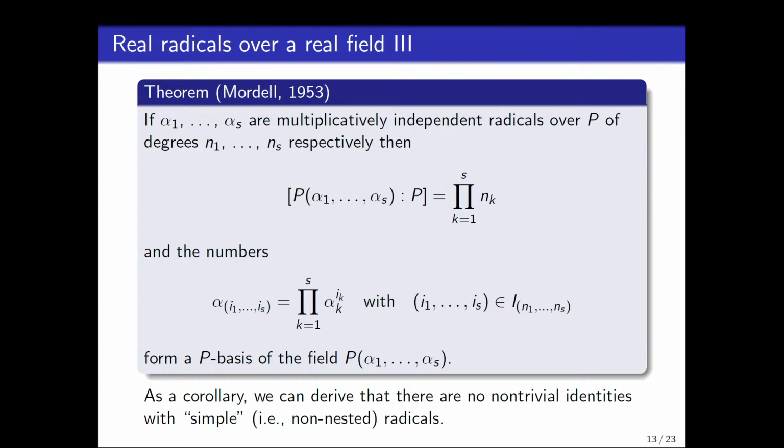And moreover, these numbers at the bottom form a P basis of the extension P(alpha 1, ..., alpha s). So as a corollary, we have that there are no non-trivial identities with simple radicals. By simple we mean nesting depth 1.